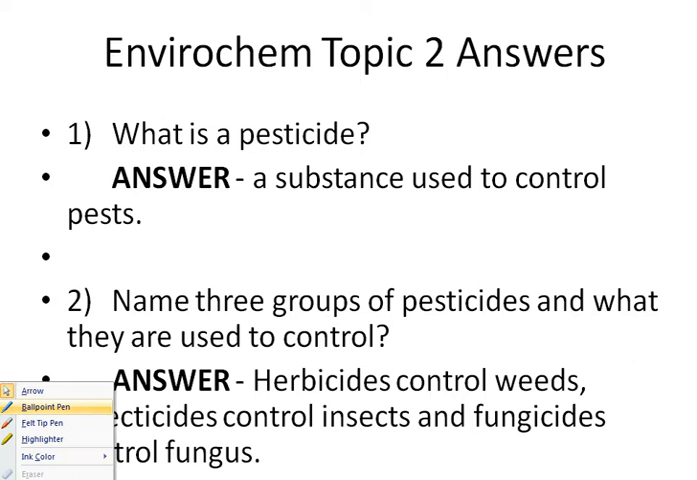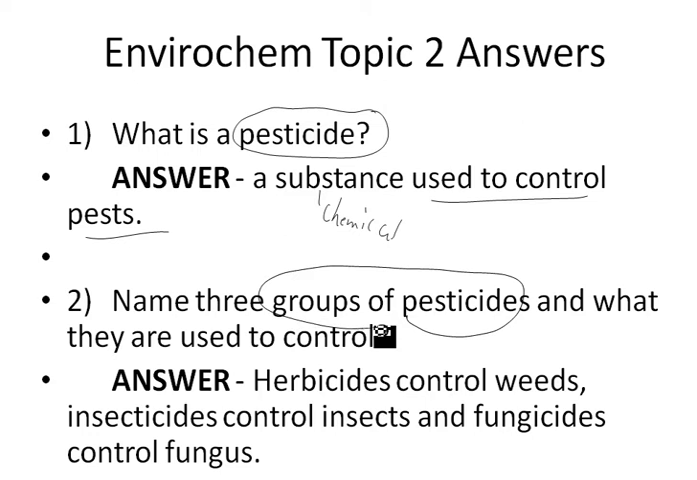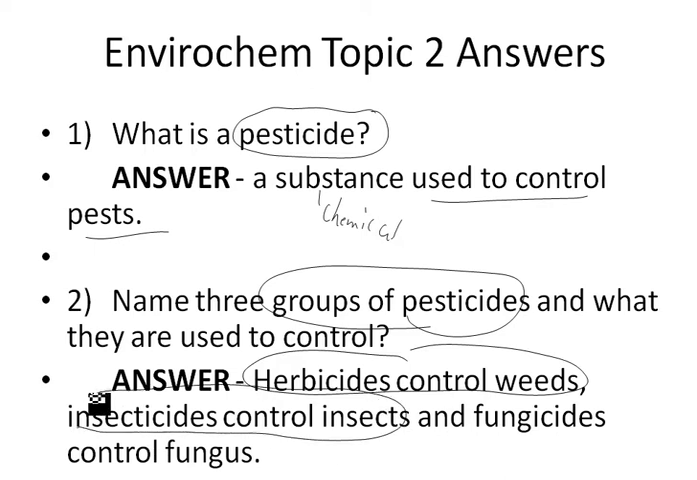Question 1 wants to know, or simply just define, what a pesticide is. A pesticide is a general term that we use. It's usually a substance or a chemical that's used to control pests. Next, there are different types of pesticides, and so herbicides control weeds, insecticides of course control insects, and fungicides control fungus like mushrooms, and so on. Next slide.